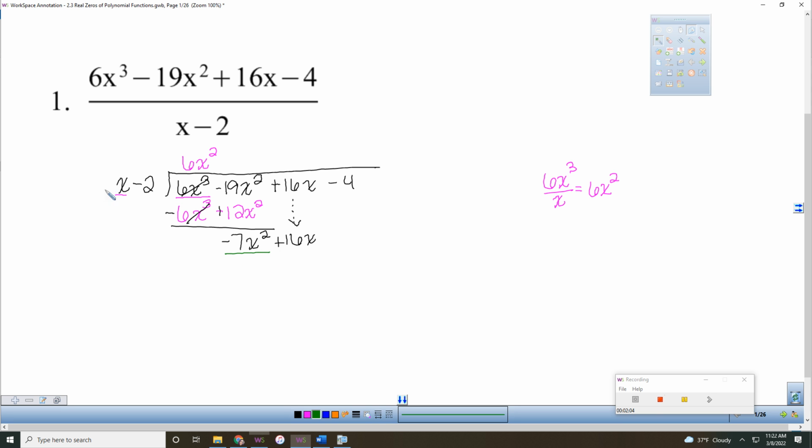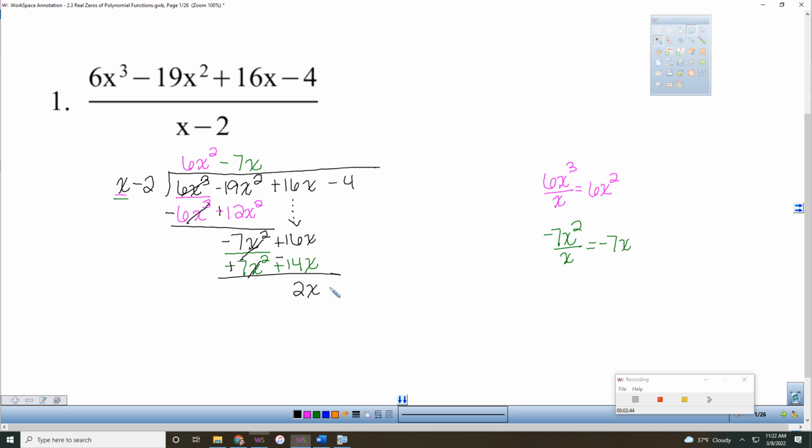So negative 7x squared divided by x would be negative 7x, and that goes behind that term you had on top. Now you multiply that term times both of these again. Negative 7x times x gives you negative 7x squared. Again, that first term should match. Negative 7x times negative 2 is positive 14x, and then it's time to subtract. So this now becomes a positive, and this will become a negative. The first two will cancel. 16 minus 4 gives me 2x.